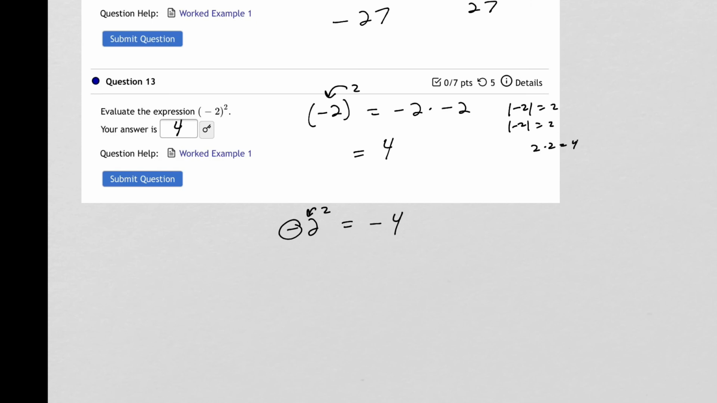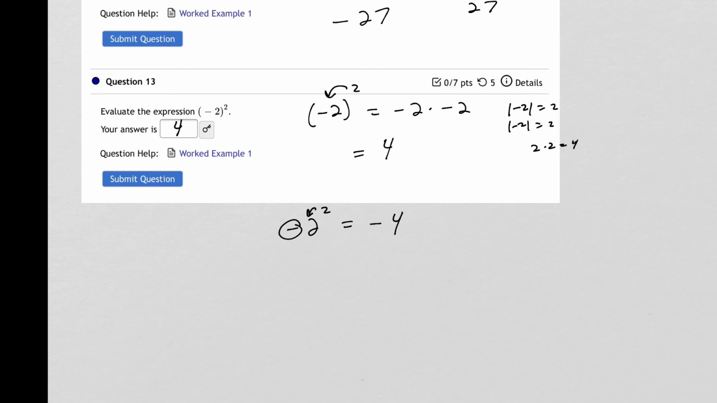So you have to be really careful about the exponents and whether you're exponentiating the entire thing in parentheses or just the number. Remember, it always only acts on the thing right next to it. Since this whole thing is in parentheses, it acts on the entire thing in the parentheses.